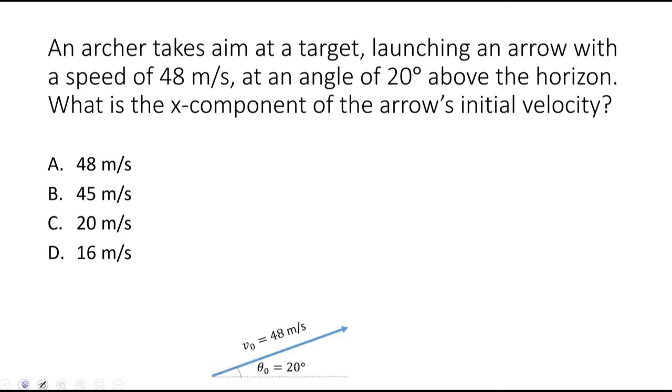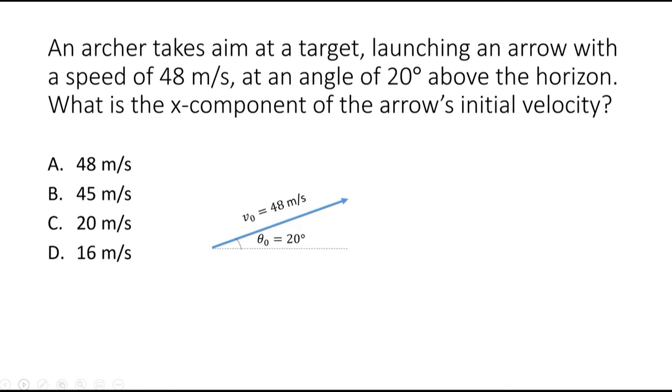Okay, so to answer this question, I would always start with a little sketch. I love to do little sketches here. And so I would draw in an arrow and say that that arrow has a length of 48 meters per second. That's my launch speed, which is what we're told here. And then we know that the arrow is going to be launched at an angle of 20 degrees above the horizon. And so we can draw in our angle theta naught here. Then we can split this vector up into its x and y components, v naught x and v naught y.